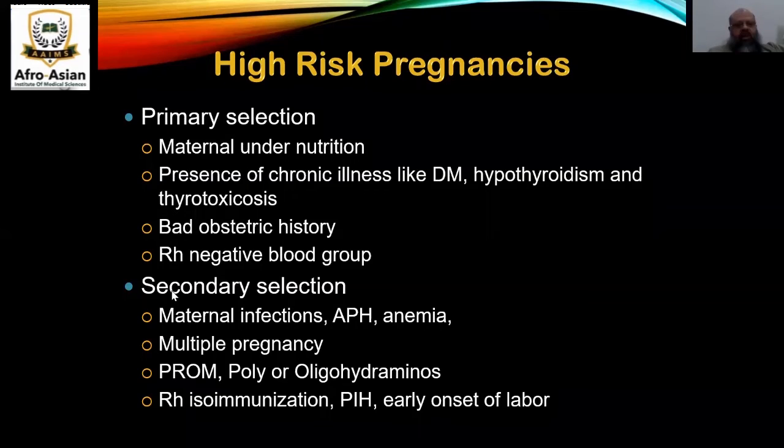High risk pregnancies. The primary selection is maternal undernutrition, presence of chronic illness like diabetes mellitus, hypothyroidism, and thyrotoxicosis, bad obstetric history, Rh negative blood group. Secondary selections are maternal infections, APH, anemia, multiple pregnancies, PROM, which is the premature rupture of membrane, poly or oligohydramnios, Rh isoimmunization, PIH, and early onset of labor.